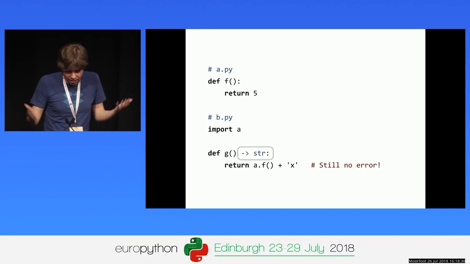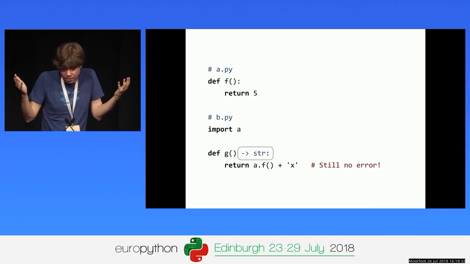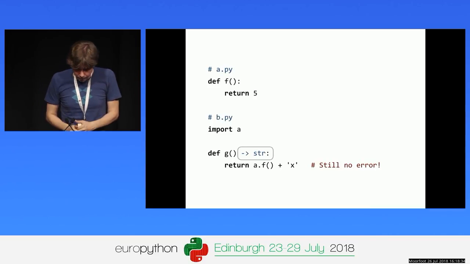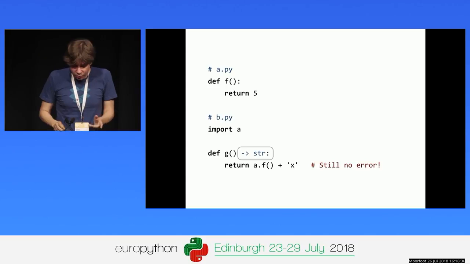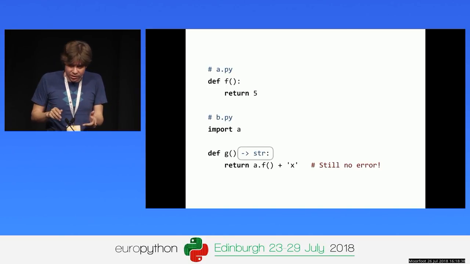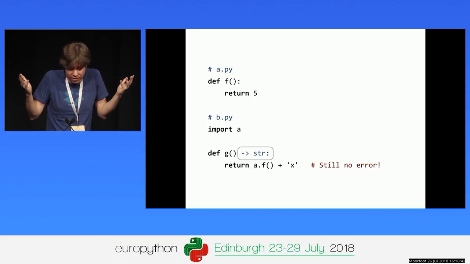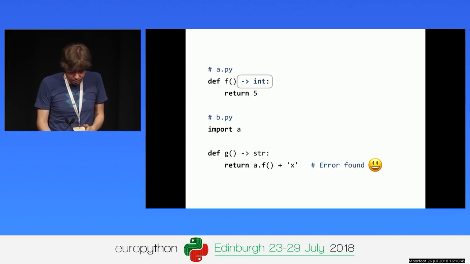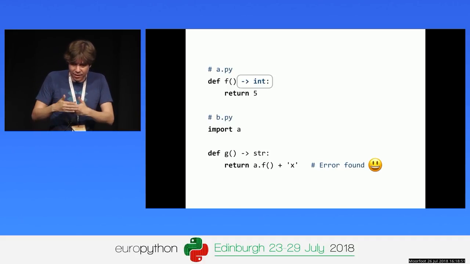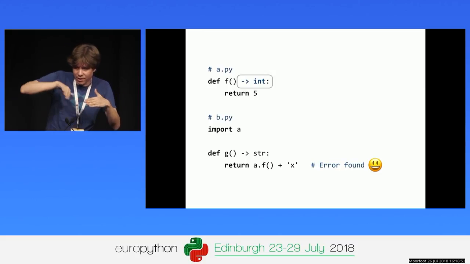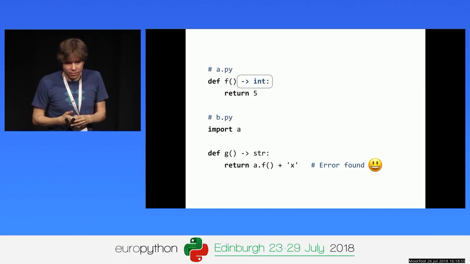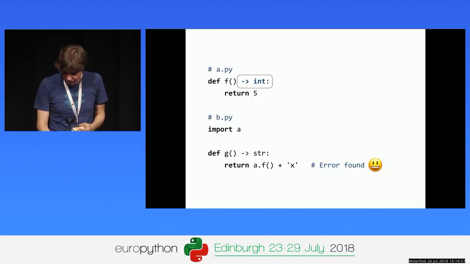So, okay, let's add an annotation. But again, there's still no error. Well, the thing is, Mypy still doesn't know what f returns because it doesn't have an annotation. So f returns something, maybe you can add it to a string. Now when you also annotate f, then Mypy can find the error. So basically it means that instead of just annotating code, you might also need to annotate other code that the code interacts with to get actually useful type checking results.